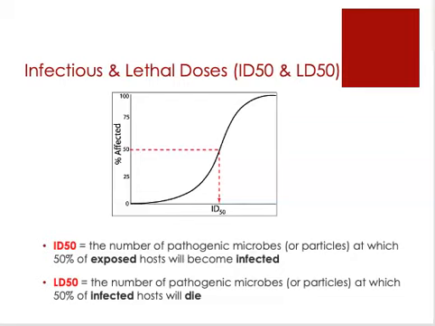Compare that to an organism like Vibrio cholerae, which is the causative agent for the disease cholera. That organism has an ID50 of 1,000 cells. Yes, cholera is also contagious, but it's less contagious than tuberculosis. It's virulent, but it's less virulent than the tuberculosis organism.